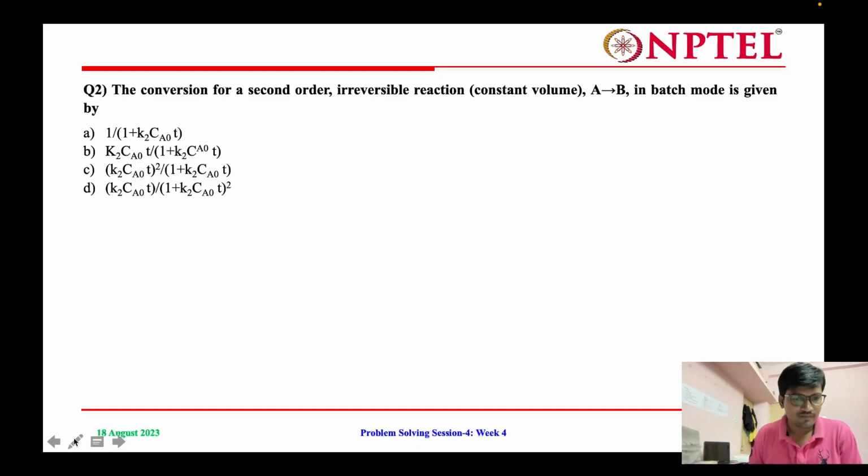Question number 2. The conversion for a second order irreversible reaction with rate constant k2, A gives B, in a batch mode is given by which option? They have to calculate the conversion of the second order reaction. So the rate equation for the second order reaction is minus dCA by dt equal to k2 CA square.